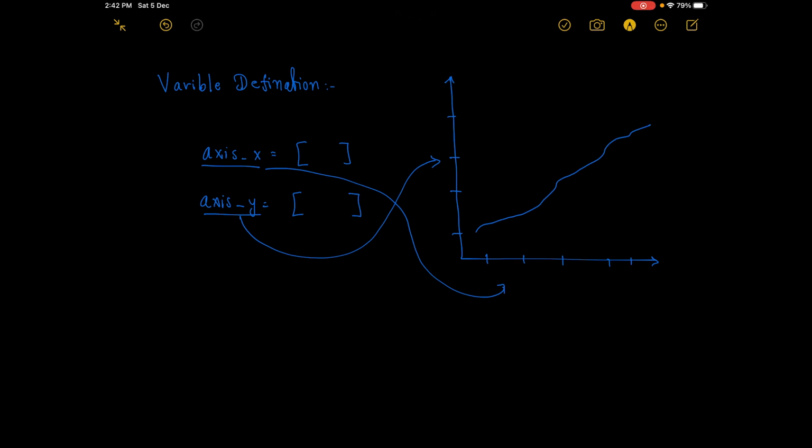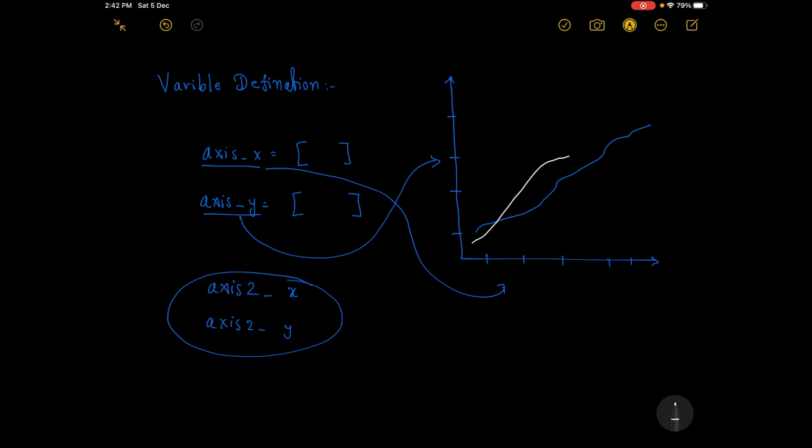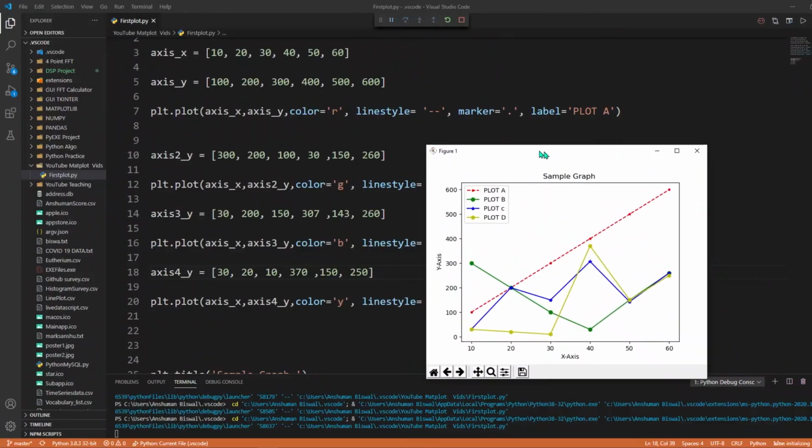And in case you have more than one variable, suppose you have the axis 2x and then you have the axis 2y, what will happen is, when you plot these values, this will take another line. So let me represent this as the white line. It may go like this. So that is how the second value is plotted here. So that was the variable definition for Matplotlib.